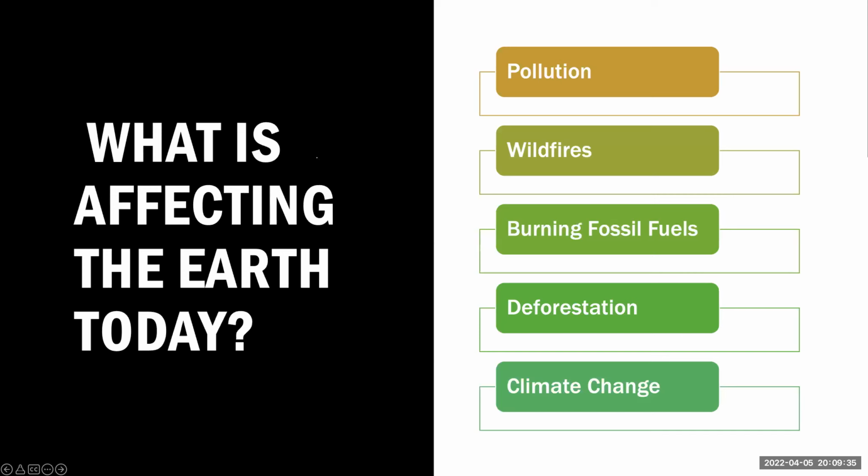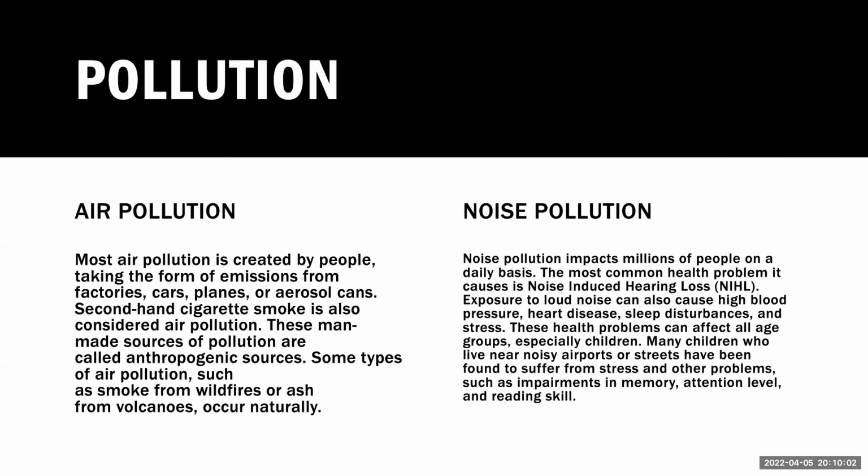So what is affecting the Earth today? Pollution, wildfires, burning fossil fuels, deforestation, climate change. These are, I guess you could say, the biggest things that are affecting the Earth, but they're not the only things. These are just the ones that I could find. There's so many different things, but I couldn't put all that in a slideshow. And a lot of these actually contribute to climate change, which I'll get more into in just a few minutes.